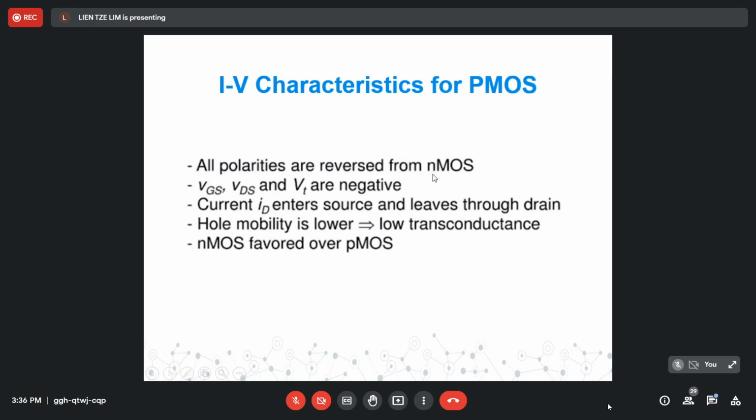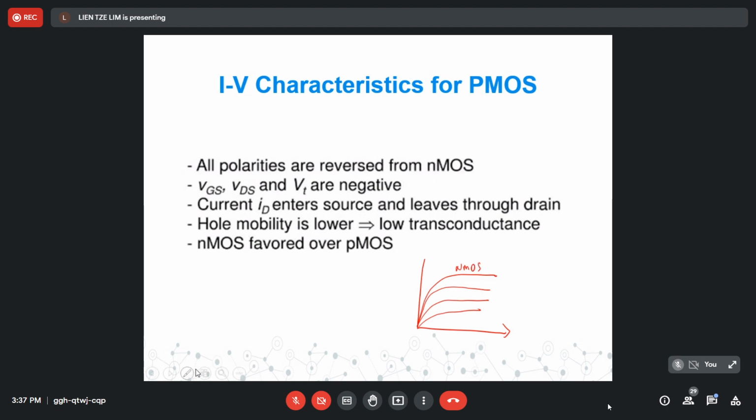The drain current enters the source and leaves through the drain. Hole mobility is lower, which means PMOS has low transconductance, and NMOS is more favored over PMOS. Just now I showed the load curve for NMOS. It looks like this.